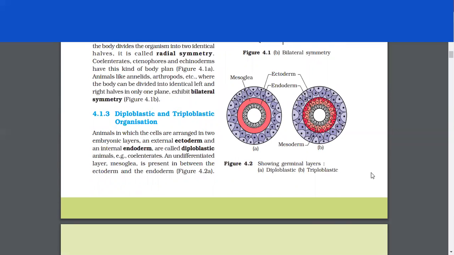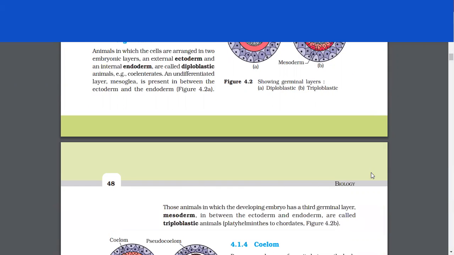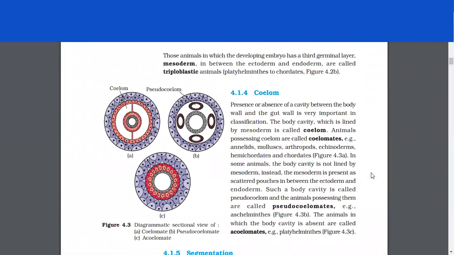Diploblastic and triploblastic organization. Animals in which the cells are arranged in two embryonic layers, an external ectoderm and an internal endoderm, are called diploblastic animals, for example, coelenterates. An undifferentiated layer, mesoglea, is present in between the ectoderm and the endoderm. Those animals in which the developing embryo has a third germinal layer, mesoderm, in between the ectoderm and endoderm are called triploblastic animals, platyhelminths to chordates.